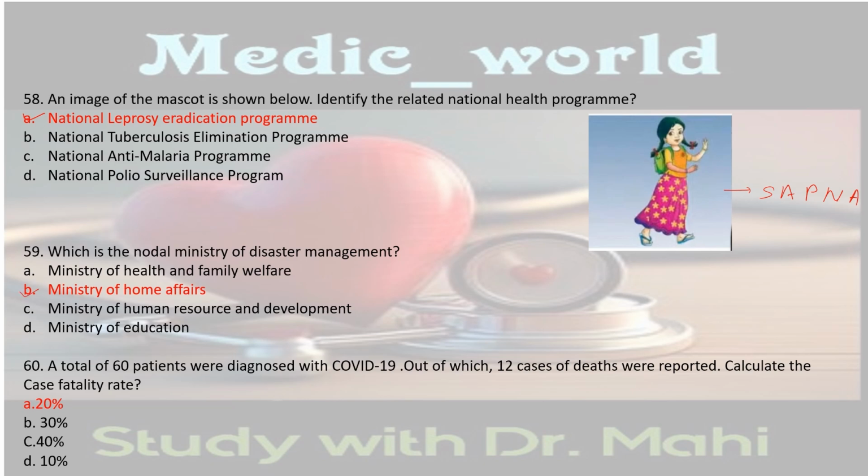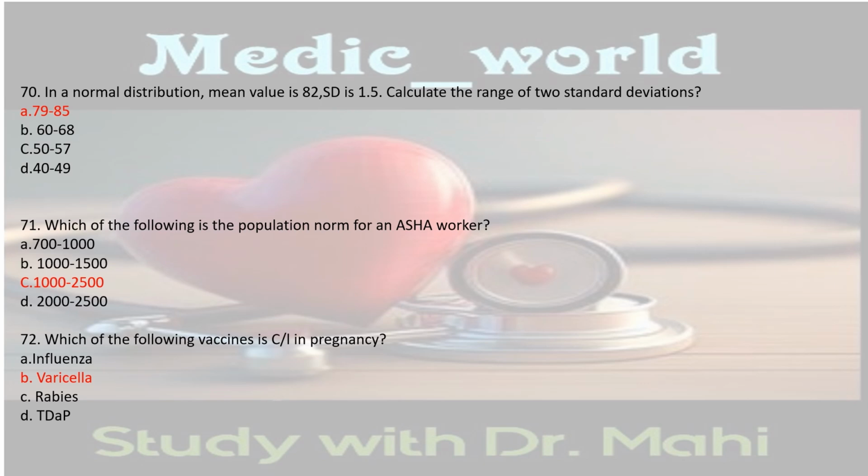A total of 60 patients were diagnosed with COVID-19, out of which 12 cases of deaths were reported. Calculate the case fatality rate. After calculation, the answer here is 20%. In a normal distribution, mean value is 82, standard deviation is 1.5. Calculate the range of two standard deviations. The answer here is 79 to 85.